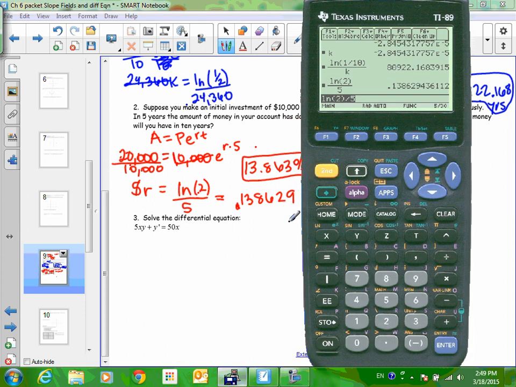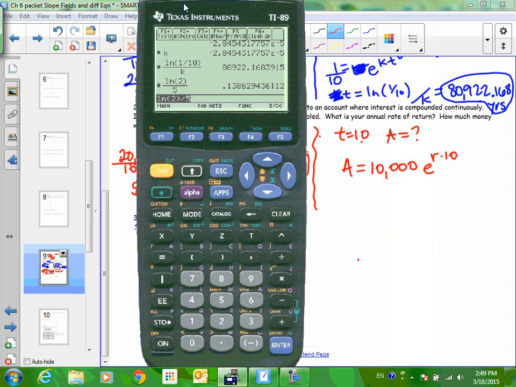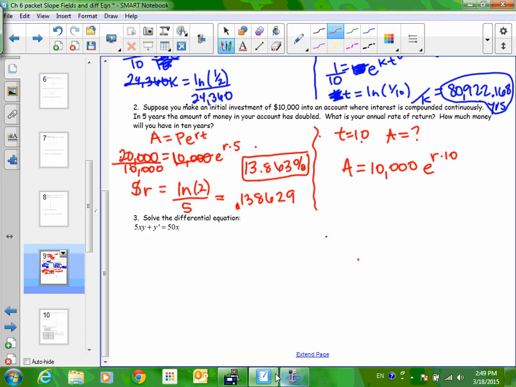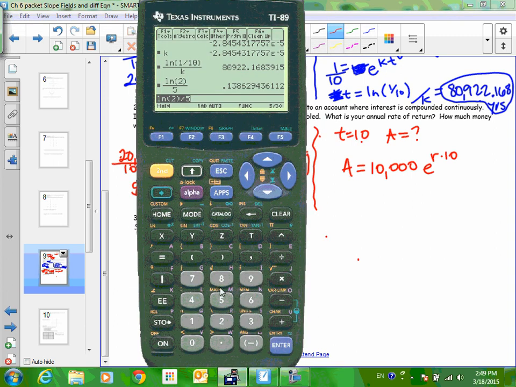Who in here doesn't have their calculator? You ready? Austin? You're going to figure this out in your head. You can actually do it. I'm not being mean. Think about it. I'm not being mean.